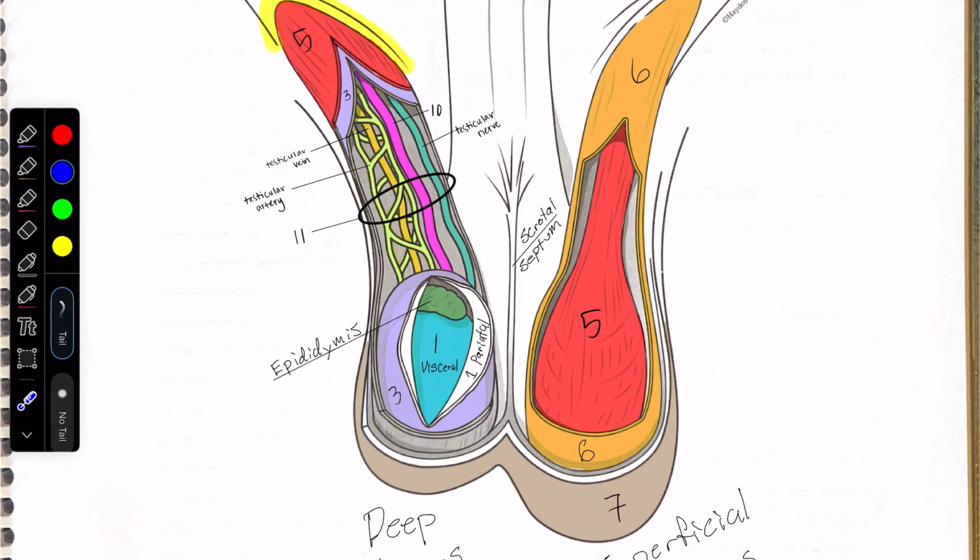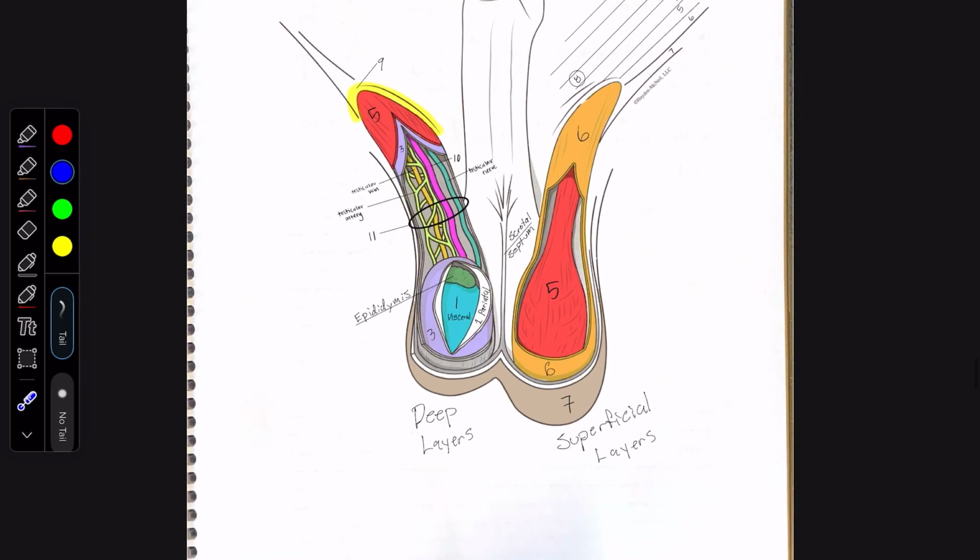8, we covered already, that deep inguinal ring. 9 is going to be the superficial ring. So that's where that spermatic cord is going to come out of, right there. 10 is going to be your vas deferens. It's going to be this right here, coming right out of the epididymis on the back side. And 11 is just depicting all of this information right here.